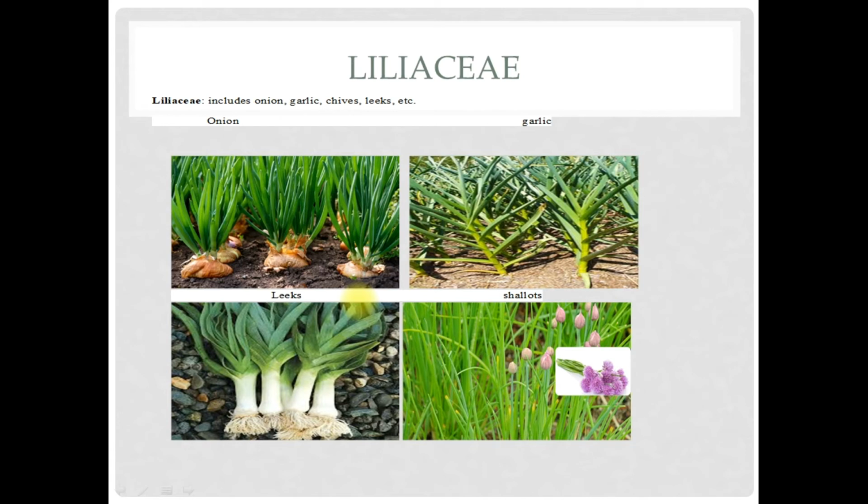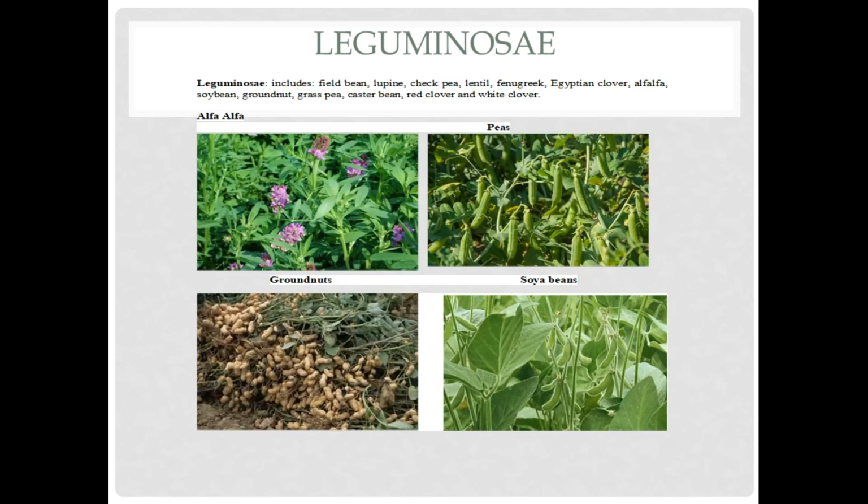The second family is the Liliaceae, and this includes plants such as onion, garlic, chives, leeks, etc. These ones are mainly grown for their bulb and also for their leaves. We also have the leguminous family, which is quite a number of plants, and it includes field beans, lupine, chickpea, lentil, peas, etc. And they are grown for their edible seed, and also so that they can be used for green manuring because they are high in nitrogen, and also they have the ability to fix nitrogen into the soil.